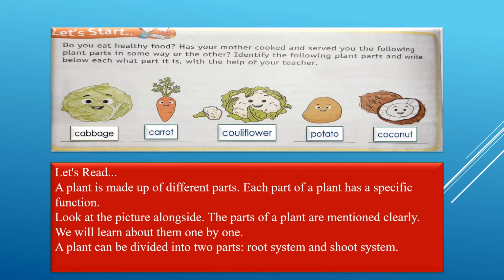Let's read. A plant is made up of different parts. Each part of a plant has a specific function. Look at the picture alongside, the parts of a plant are mentioned clearly. We will learn about them one by one. A plant can be divided into two parts, root system and shoot system. So what is said here is that one picture will be shown. After this, there will be shown what is root and what is shoot. So one plant can be divided into two parts. These two parts are root system and shoot system.